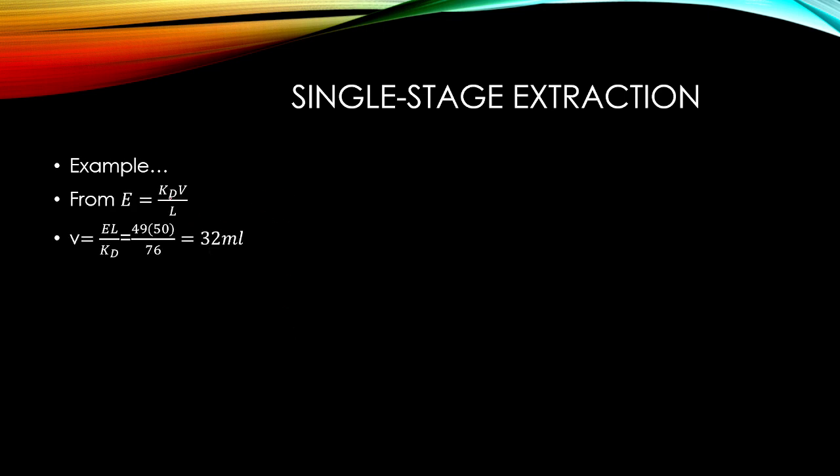Now we said the extraction factor was given by Kd times V over L. We know our Kd, we said it was 76 from the question. We know the L, that's the volume of the carrier, which was 50 ml. And now we know our E to be 49. So we can place all of that and make V the subject from this equation to get 32 ml for the volume of the solvent.